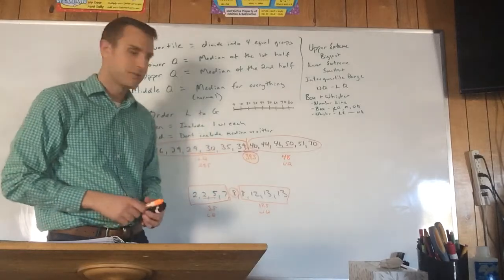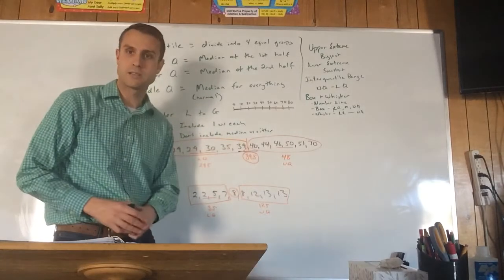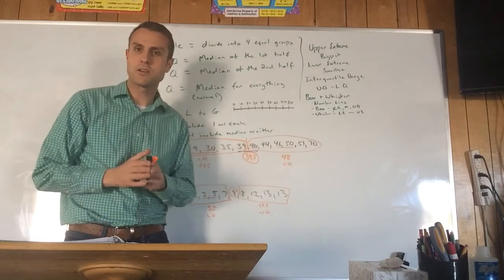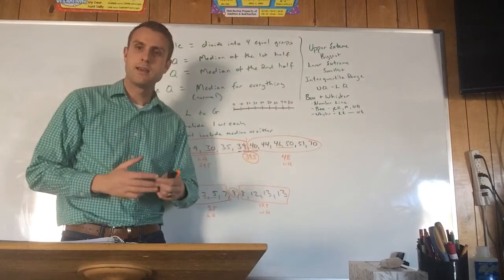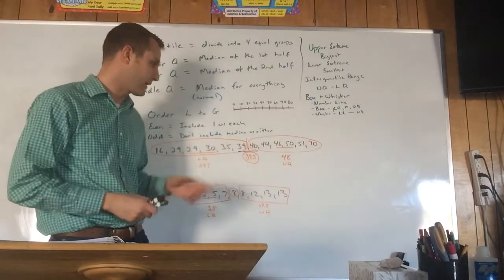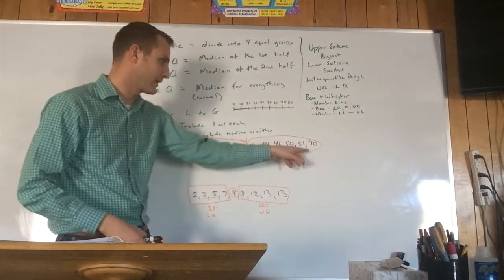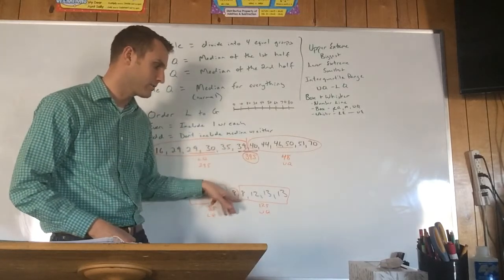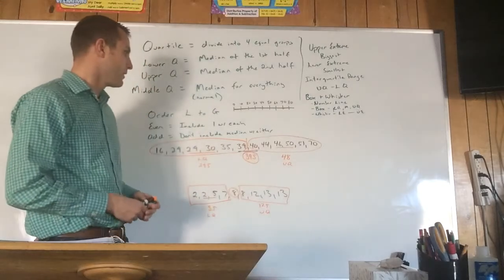So it's very important when I am finding my quartiles that I figure out first, is it an even number of numbers or an odd number of numbers? If it's an even number, then I'm going to include all of my numbers here, all of my numbers here. If it's odd, I'm not going to include the middle with either one to find my upper and lower quartiles.